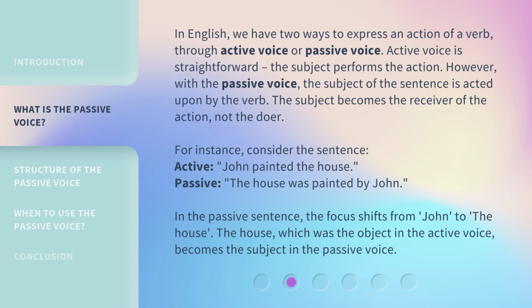For instance, consider the sentence. Active: John painted the house. Passive: the house was painted by John. In the passive sentence, the focus shifts from John to the house. The house, which was the object in the active voice, becomes the subject in the passive voice.